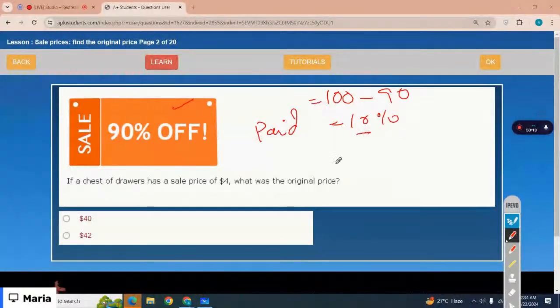That is the amount he paid. 10% he paid. So that means 10% of the original price is equal to 4. You have to calculate the original price. So that is P equals 4 divided by 0.1. That is $40. That means the original price of the chest of drawer is $40. The correct option is $40.